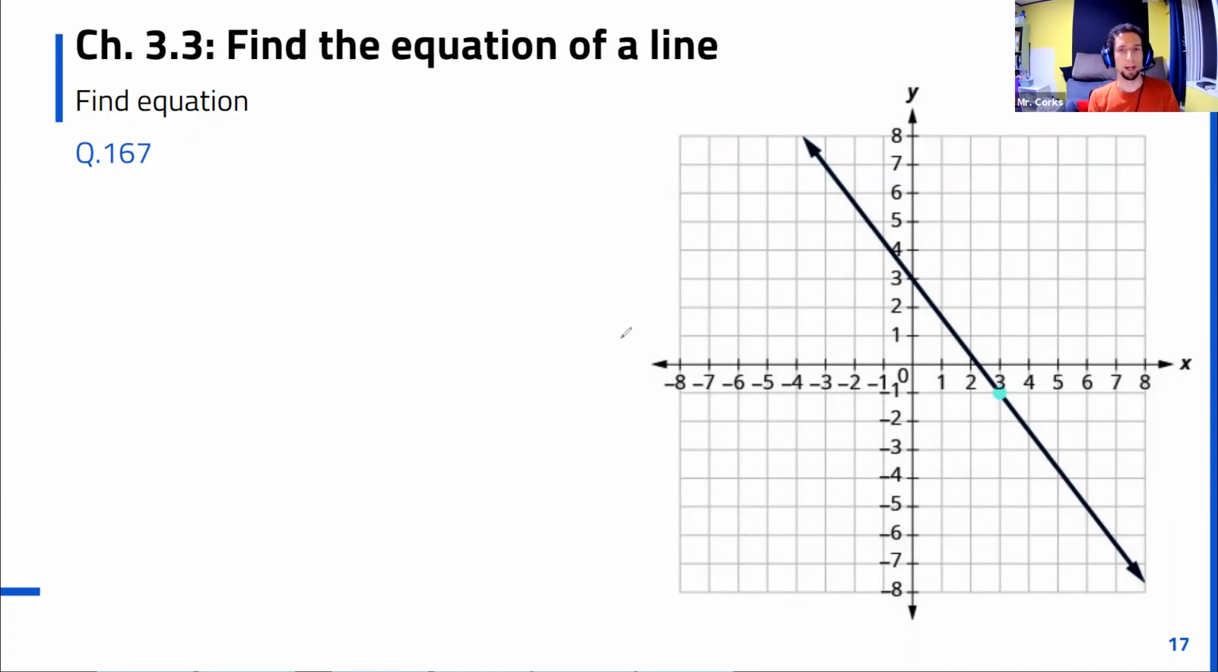All right, let's try this out. So what do we do? How do we figure this out?